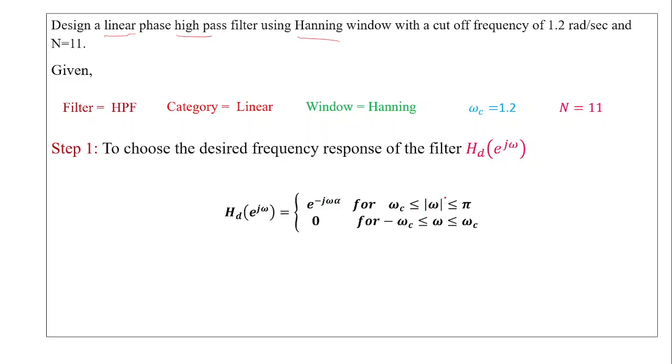Since modulus of omega means plus or minus omega, you can have this as minus pi to minus omega c and omega c to pi. Minus is minus pi to minus omega c, and plus is omega c to pi. So alpha is equal to (N minus 1) by 2, which is equal to 5.